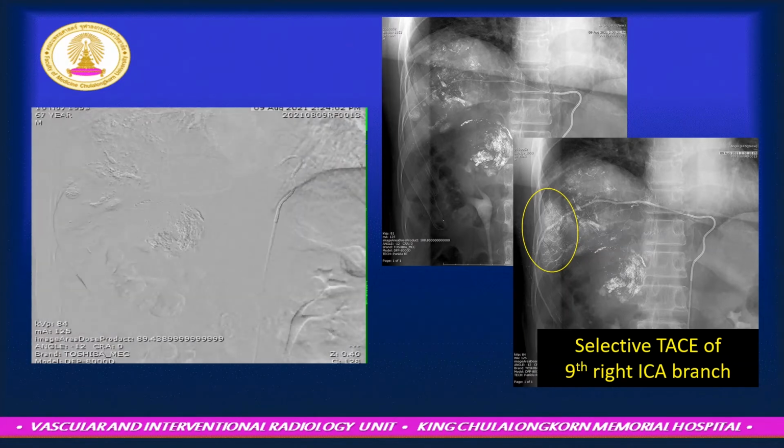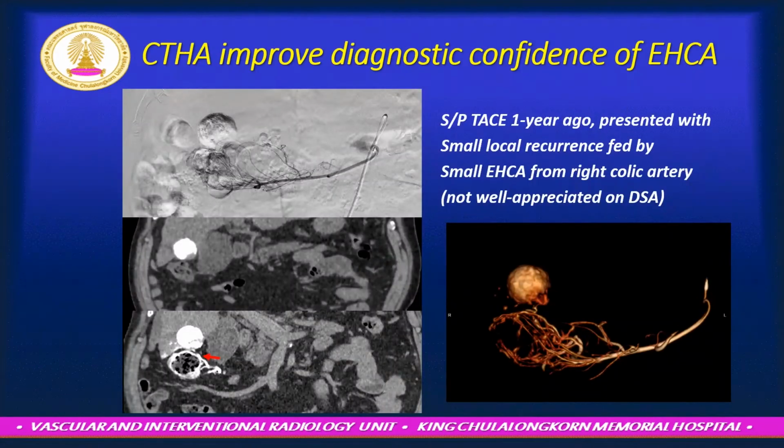Sometimes, if you are not sure whether this nodule is supplied by an extrahepatic collateral artery or not, you can perform catheter-directed CT angiography of the suspicious branch. In this case, the vascular supply from the colic branch is not well appreciated on the DSA image because of the bowel movement and lipiodol staining from the previous embolization.